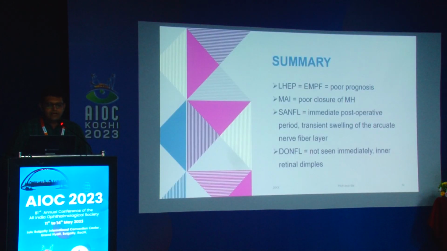So to summarize, LHEP is the same as epimacular proliferation, and they indicate poor prognosis. Macular area index: a larger macular area index indicates poor closure. SAN-FL is seen in the immediate postoperative period, and it's a transient swelling of the arcuate nerve fiber layer, while DON-FL is not seen immediately, and they are inner retinal dimples.